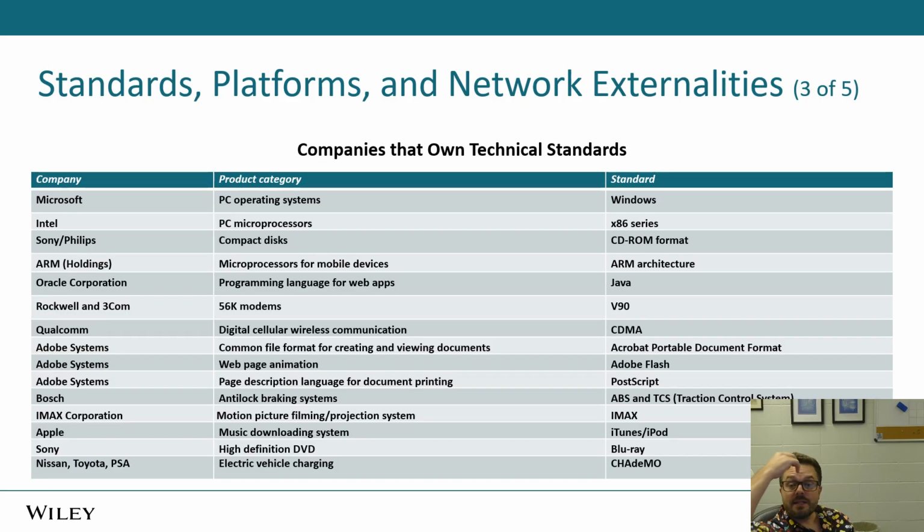Here's a bunch of examples of companies that own a network standard. PC processors: Intel owns the x86 standard, so even when AMD makes chips, they have to pay a licensing fee to Intel. Compact discs, not super relevant anymore. Oracle owns the Java language standard that's used for a lot of web apps, not as much anymore. Now it would be something called JavaScript, which funnily enough is completely unrelated to Java.